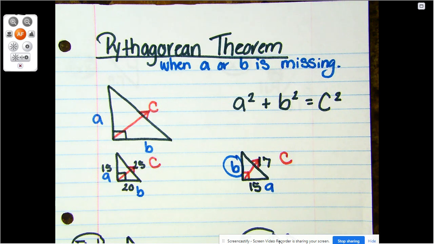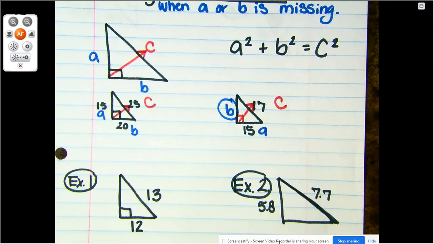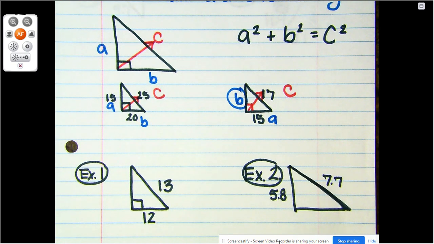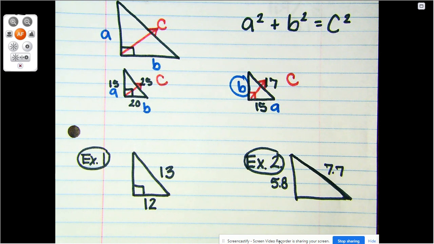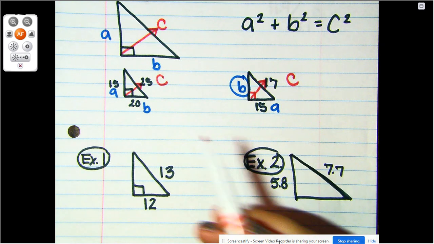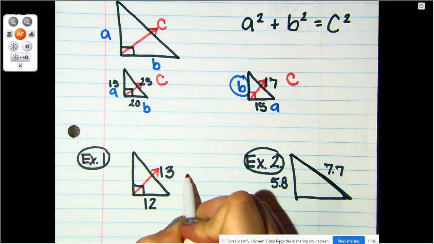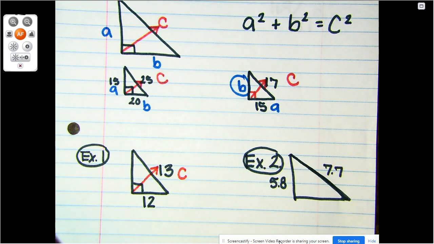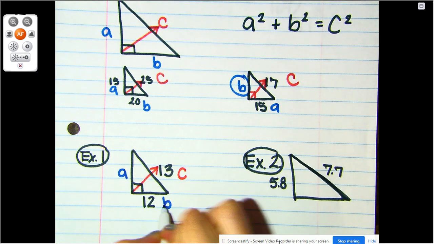With that being said, we're going to dive into example 1 and example 2, where B is actually missing. We still need to use our theorem, A squared plus B squared equals C squared. We're going to start off by, again, identifying our side lengths. So here's your right angle. Always across from your right angle is C. Along the side, it's called the hypotenuse. And A and B are your legs. So we're going to call this leg A, and we'll call this leg B.